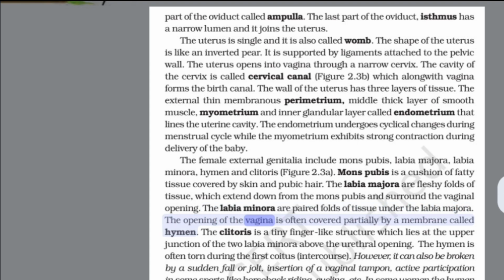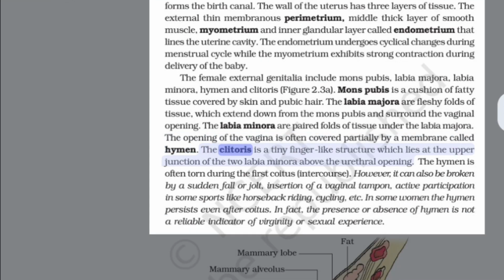The opening of the vagina is often covered partially by a membrane called hymen. The clitoris is a tiny finger-like structure which lies at the upper junction of the 2 labia minora above the urethral opening. The hymen is often torn during the first coitus, intercourse.